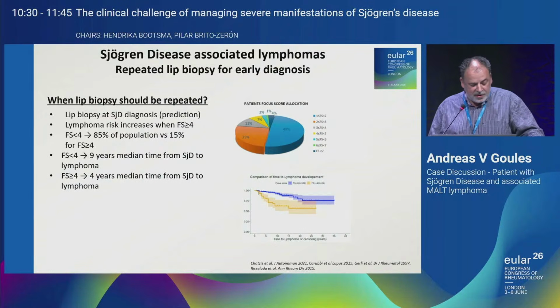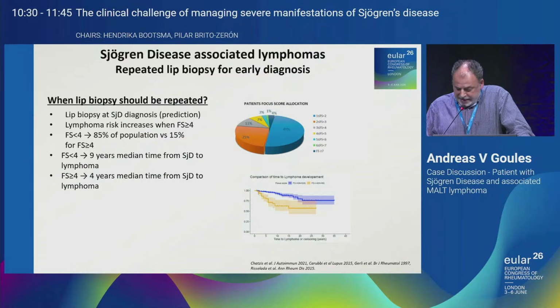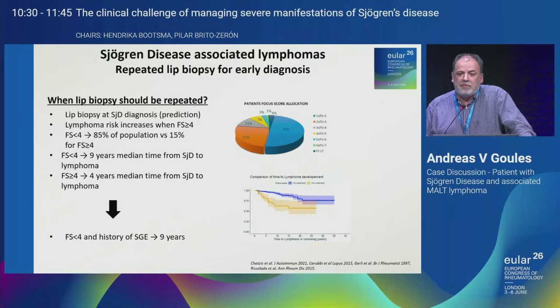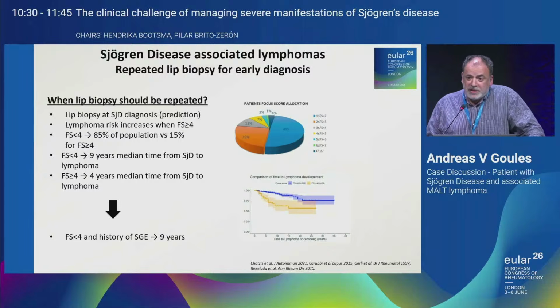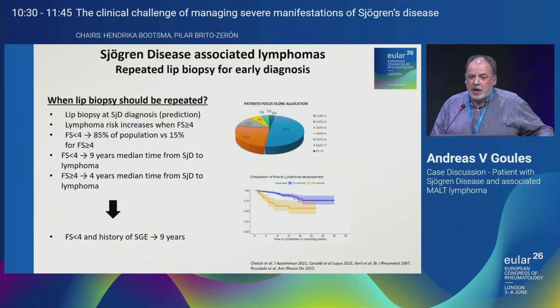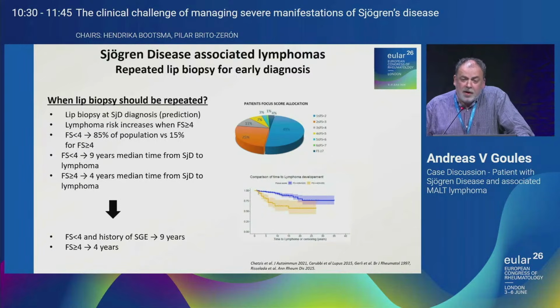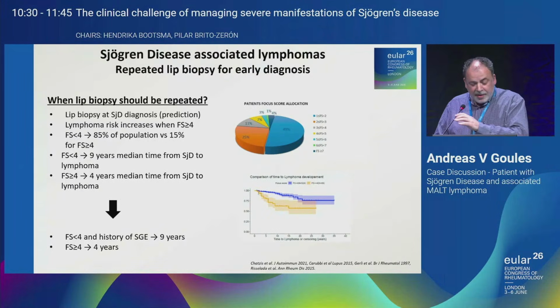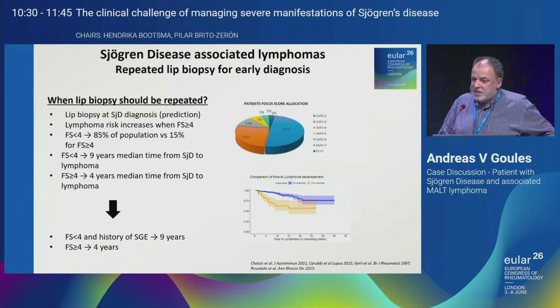This is statistically significant, and if you analyze the data, you will see that the low focus score group, with focus score less than 4, has a significant risk factor for lymphoma, which is the history of salivary gland enlargement. So a second biopsy can be repeated in 9 years to catch up the diagnosis of lymphoma. For those with focus score more than 4, the time to lymphoma diagnosis is short, 4 years, and the focus score itself is a risk factor.